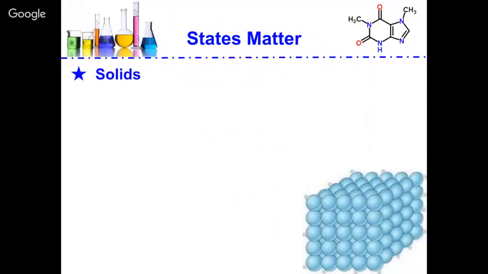So let's talk about some states of matter. Some of these you're going to be familiar with, and some of them are going to be completely different. You probably never heard of them before, so we're going to go through them. There are 5 states of matter.